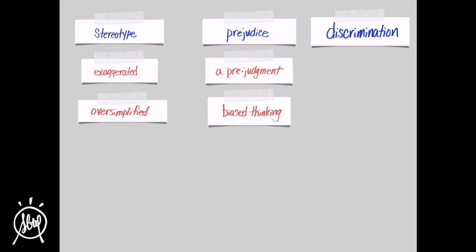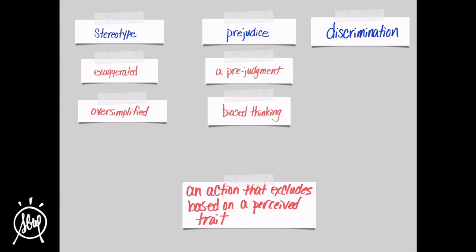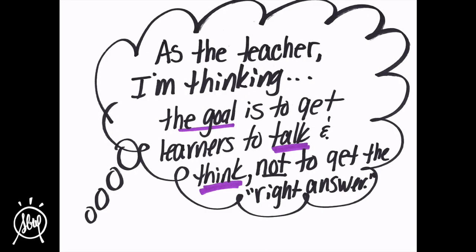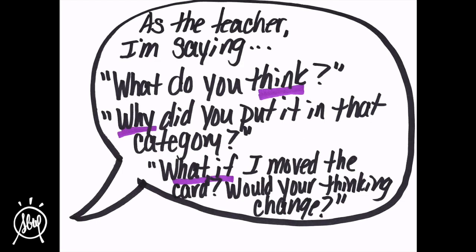Before we continue on though, I'm going to do another think aloud, give an example, we'll talk about why this is an example that goes into discrimination, and then we'll continue to put cards in columns. But as we're doing this, as the teacher, I've really got to think about my learning purpose here and remember that my goal in this lesson is to get learners to talk and think, not to get the right answer. So if that's my goal, then I also have to be really aware of what I'm saying.